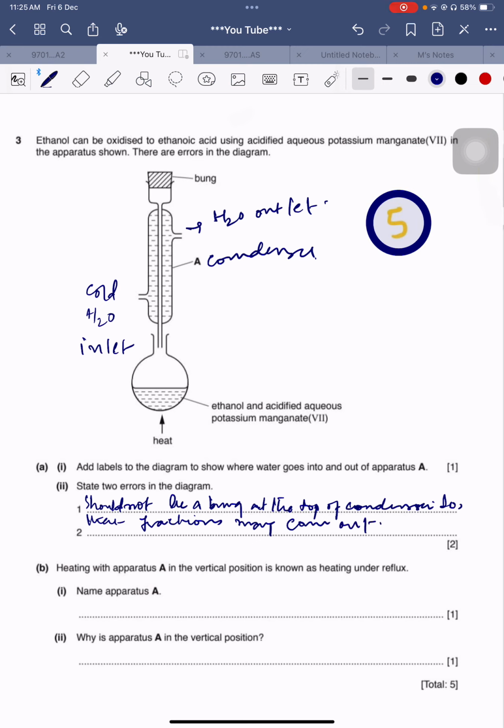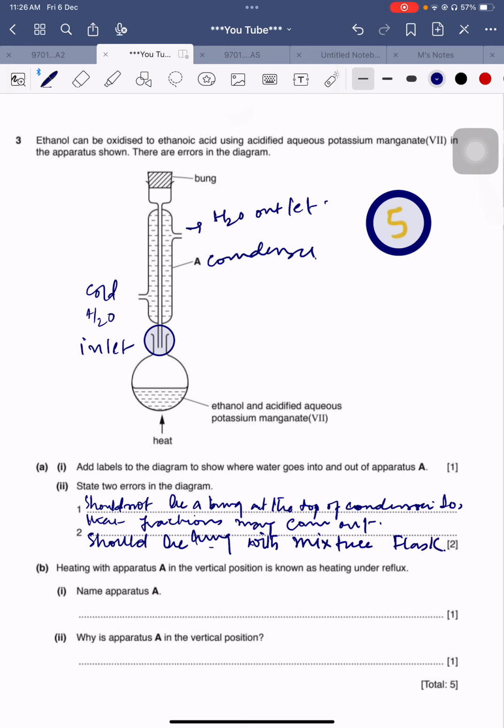And what about the number two? There should not be a bung at the top of the condenser. This is just the point which we have written. And what can be the other point? There should be a condenser at the receiver flask. Should be a bung with the mixture flask so that content may not be removed from the mixture flask.